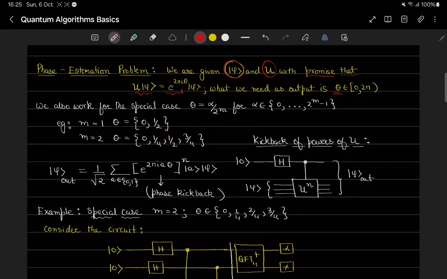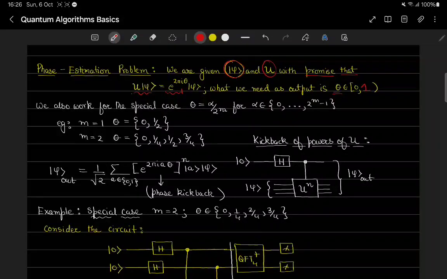So theta lies between 0 and 1, and the question is to determine its value. When theta is 0, we know that this is basically the eigenvalue 1, and when theta is very close to 1, then also we know that the eigenvalue is 1.